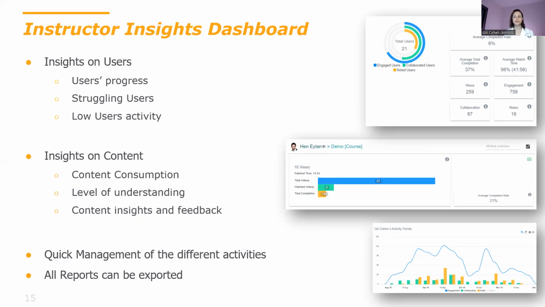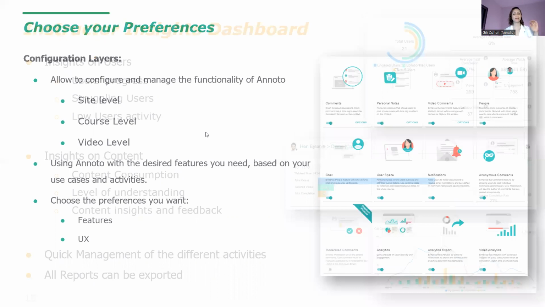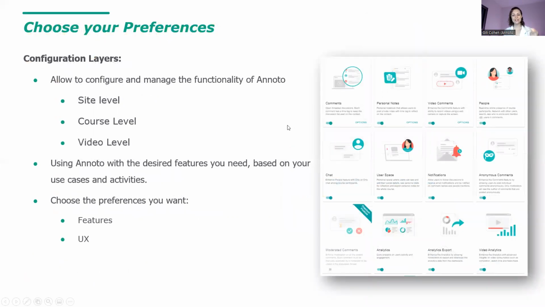The Annoto dashboard also enables quick management of all the different activities. You can manage the discussion directly from the dashboard. You don't need to manually go to each video in Canvas. Just from one dashboard, you can quickly move from one video to the other and answer the students' questions. And of course, all the reports can be exported. One more thing that we've recently added to the dashboard is your ability to choose what you want to enable in your course. You have a list of all the Annoto features, and you can enable and disable things just like that.